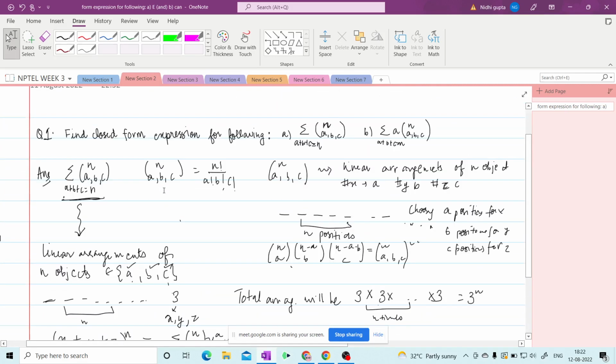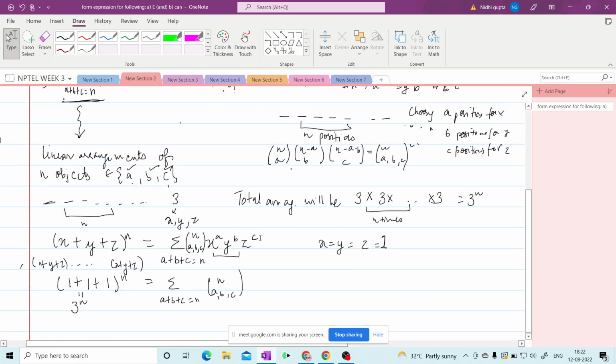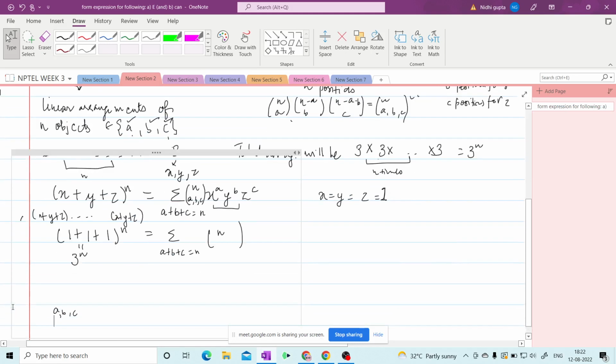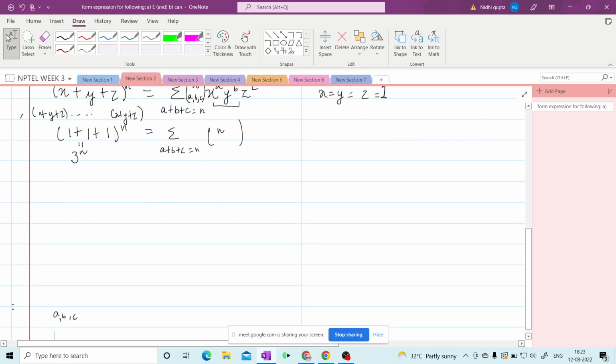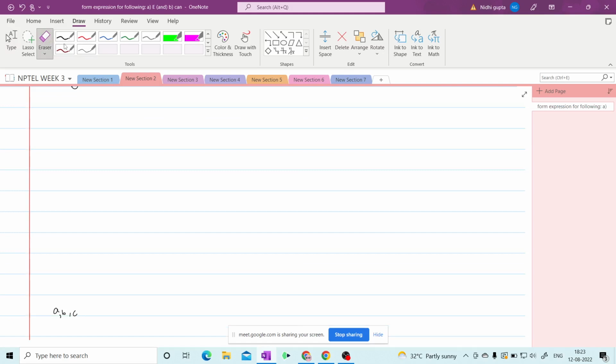Now our second part is we want to find the closed form expression for the sum over a plus b plus c equal to n of a multiplied by n choose a, b, c. So now we'll use the second method for this.